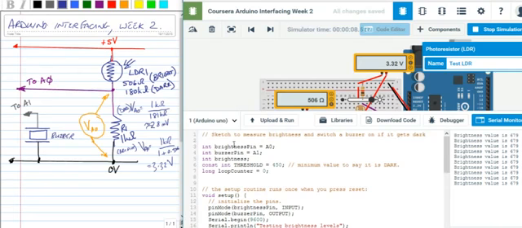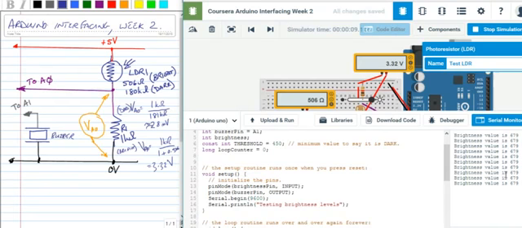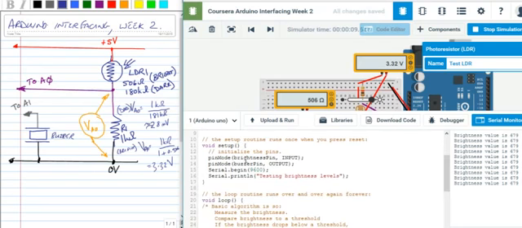We've got A0 for the brightness, we've got A1 for the buzzer, and then some setup values. We've got a threshold of 450. If the brightness goes below 450, then we'll sound the buzzer. So we're setting up, we set up the pin modes, and then we have serial to drive this.